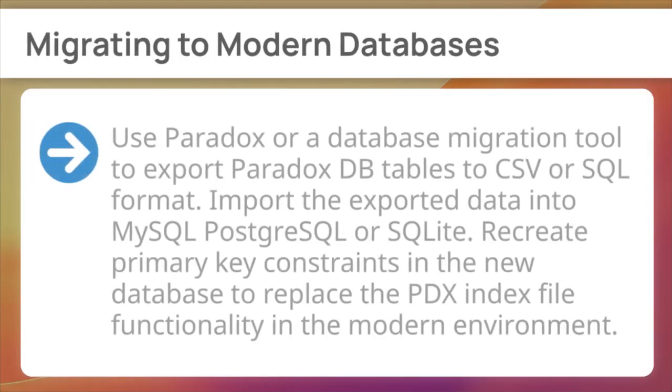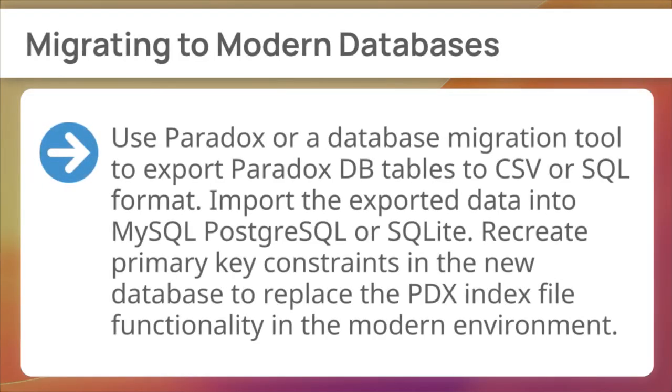Finally, migrating to modern databases. Use Paradox or a database migration tool to export Paradox DB tables to CSV or SQL format. Import the exported data into MySQL, PostgreSQL, or SQLite. Recreate primary key constraints in the new database to replace the PDX index file functionality in the modern environment.